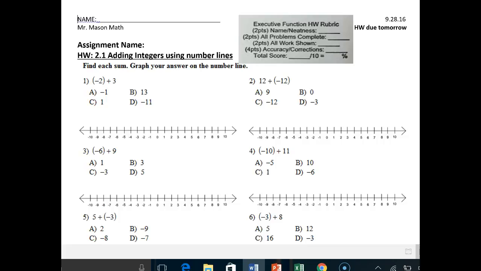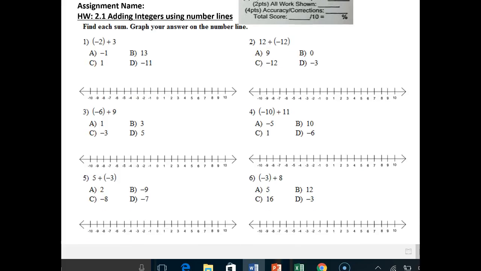So tonight I'm going to help you out with homework 2.1, adding integers using number lines. So make sure you're copying the odds just like I do, and then pause the video after one odd and try and do an even. So here we go. Number one.